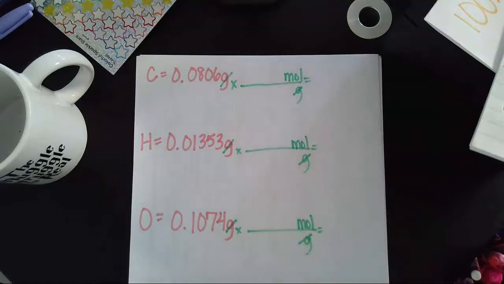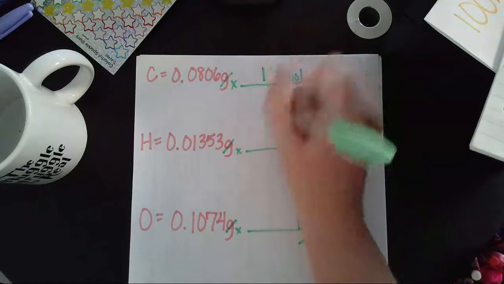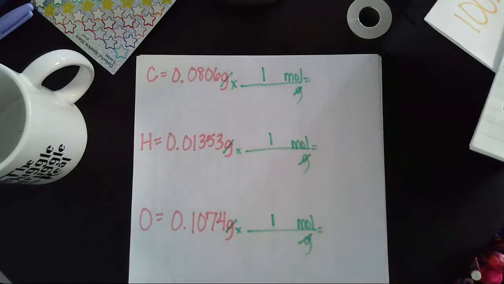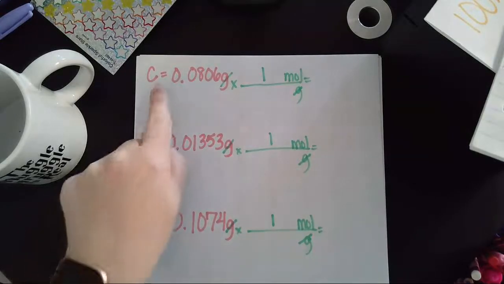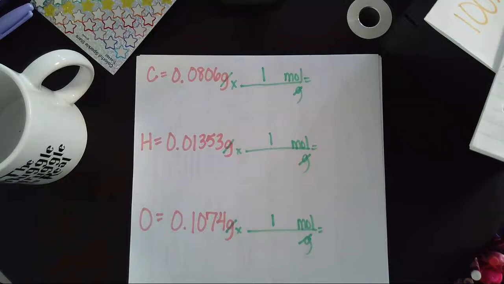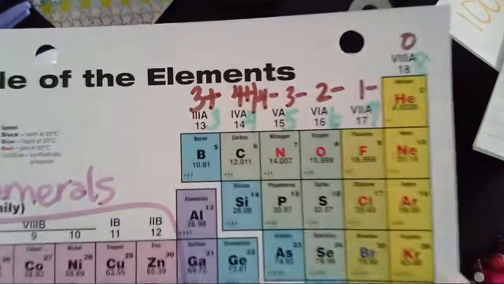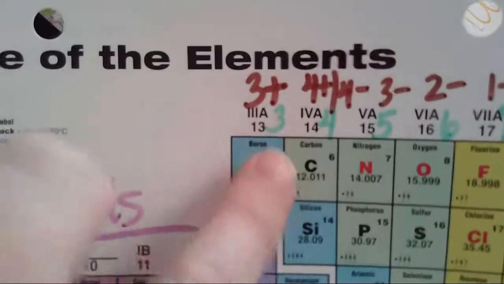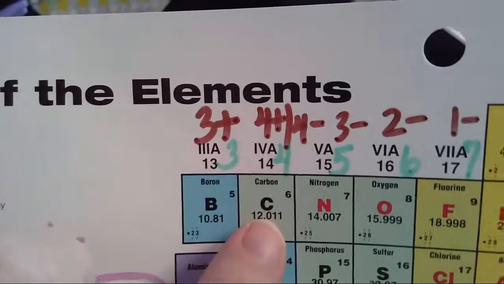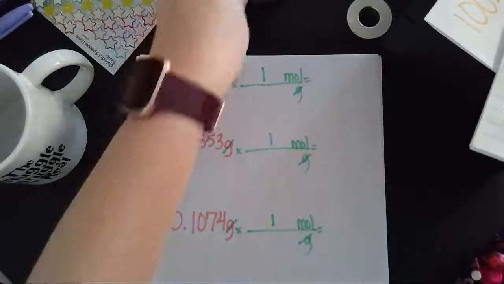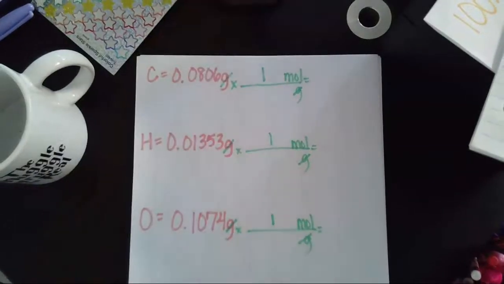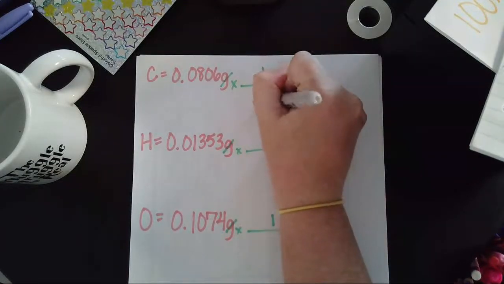Hopefully you remember from our gram to mole conversion video that when we do a gram to mole conversion, the unit of mole always gets the number 1 with it. So we automatically fill all of that in. Now, in order to finish this conversion, I need to know the molar mass of each individual element, which means I'm going to look to my periodic table. For example, carbon is 12.011. Because I want a molar mass, I'm going to round that to 1 decimal place. So I'm going to use 12.0.